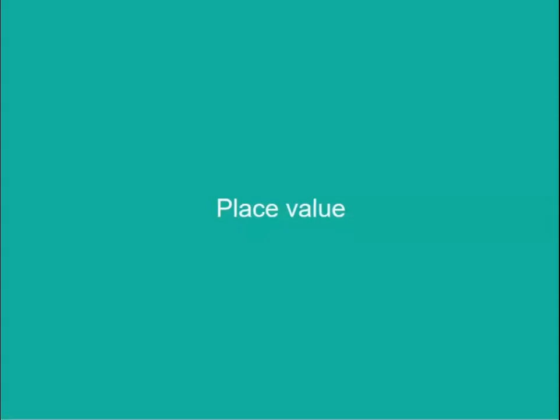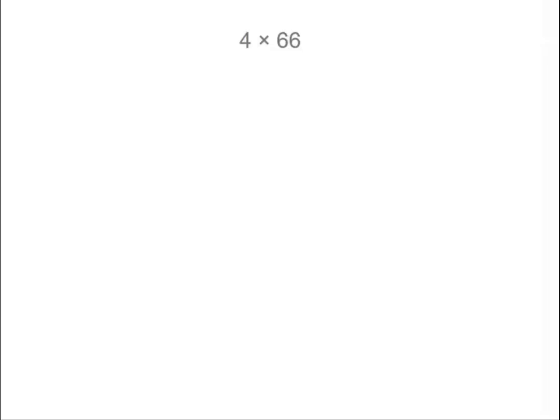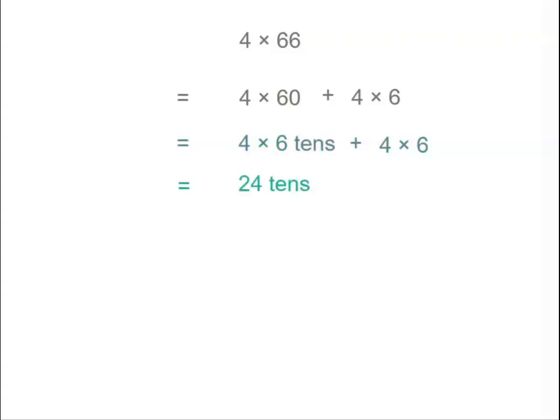Now let's continue thinking about place value with this example. Again, I'm going to break this into the tens and the units. So I've got 4 multiplied by 60 plus 4 multiplied by 6. So I'm going to break it into 2 problems. But I'm actually going to write that as 4 multiplied by 6 tens and 4 multiplied by 6. And the reason for that is 4 multiplied by 6 is 24, so that's 24 tens.